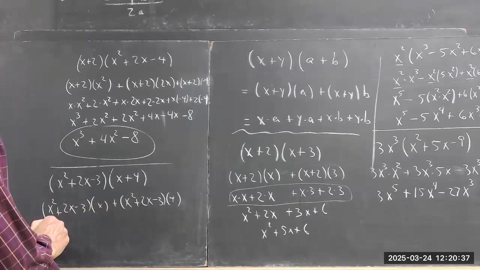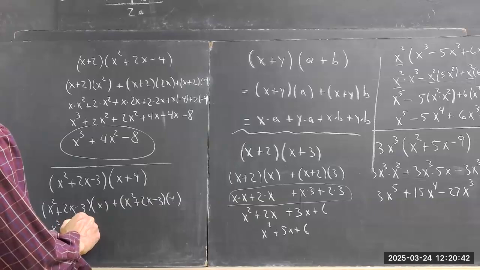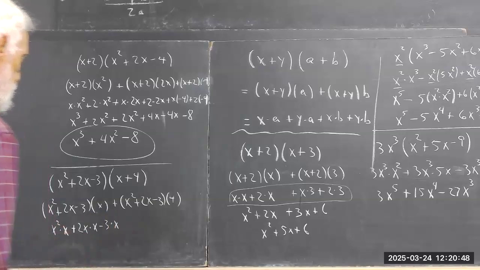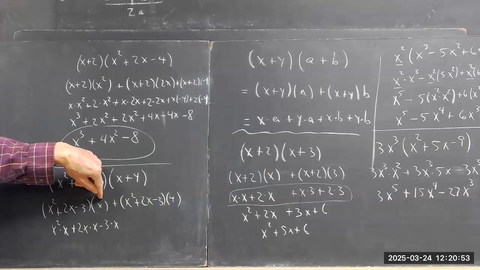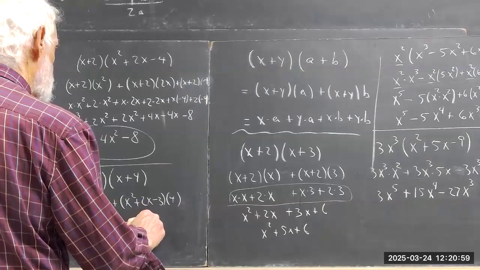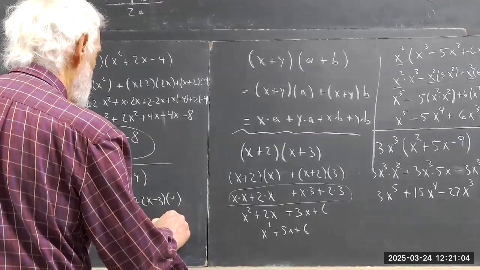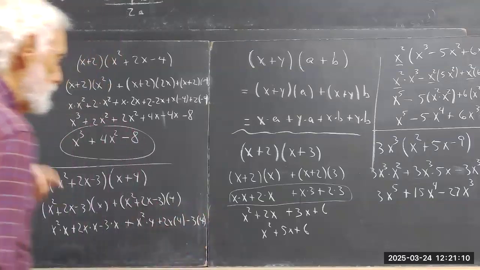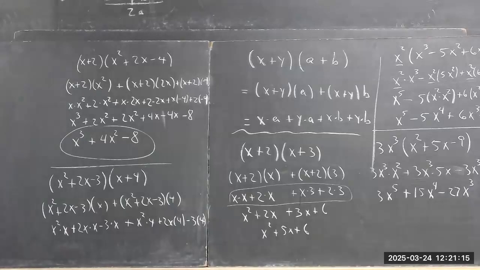Then we have x squared times x, plus 2x times x, minus 3 times x. This times x, this times x, and this times x, right? And then we have x squared times 4, this times 4, and 2x times 4, and minus 3 times 4. Okay.